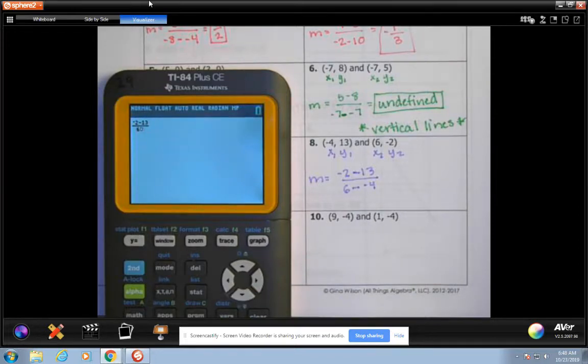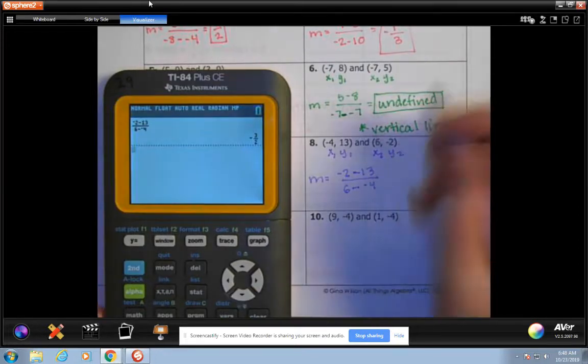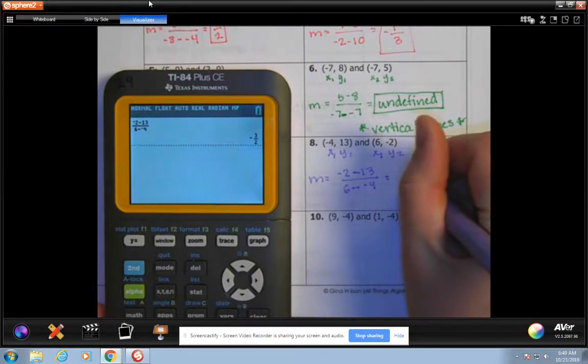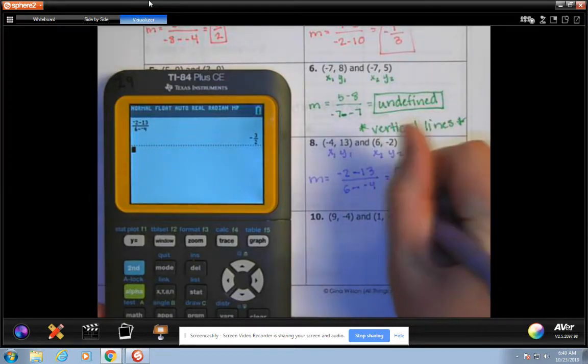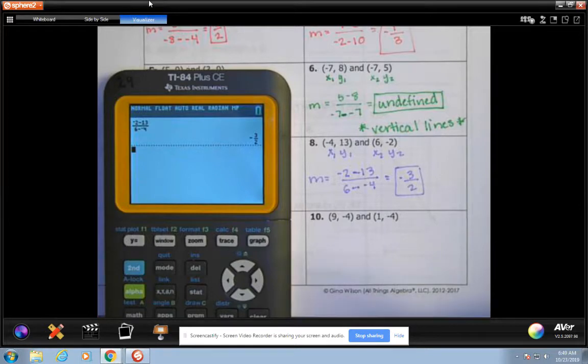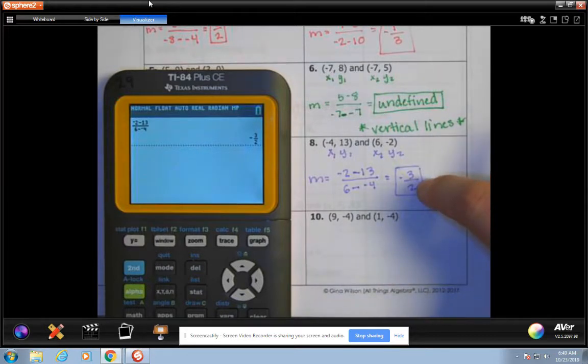And then 6 minus negative 4, and we hit enter. And so my slope here would be negative 3 over 2. Okay, and remember when we're finding slope, this is slope from 2 points. What we did yesterday was slope from a line. This is still rise over run, rise over run, rise over run.